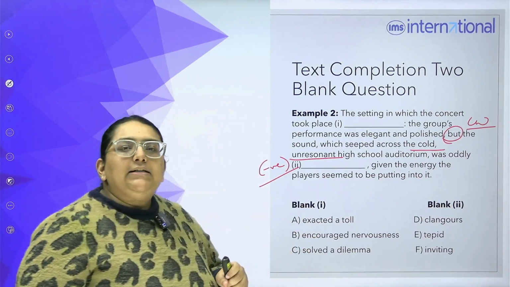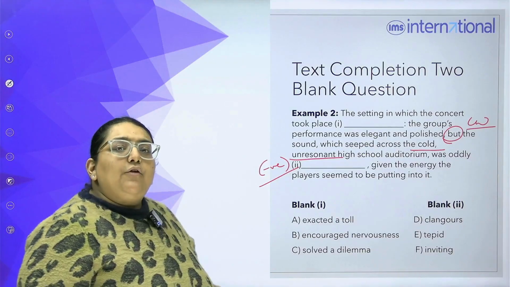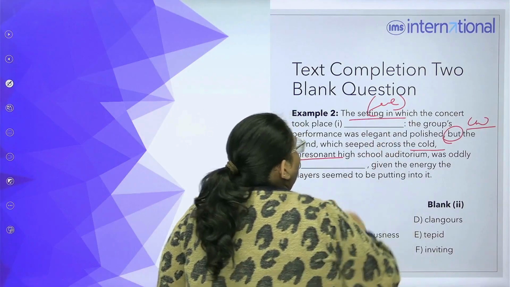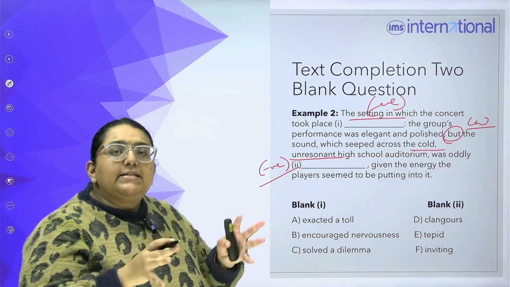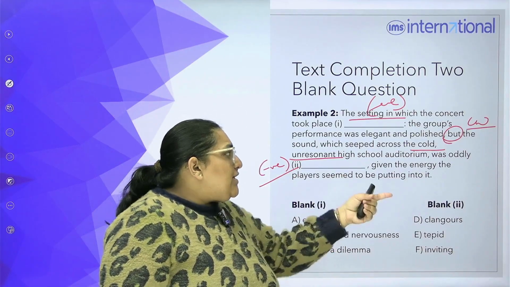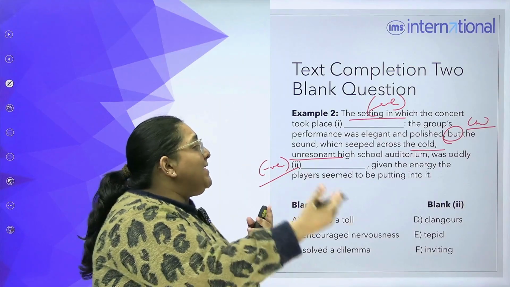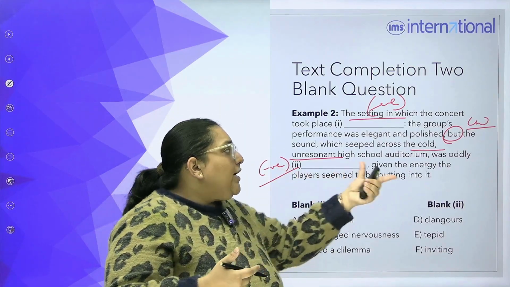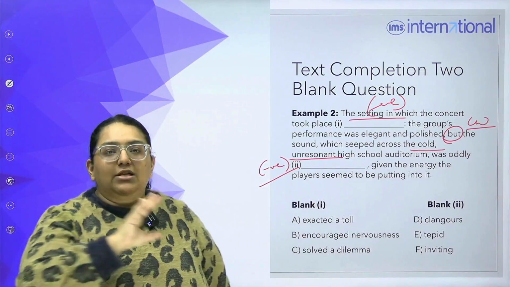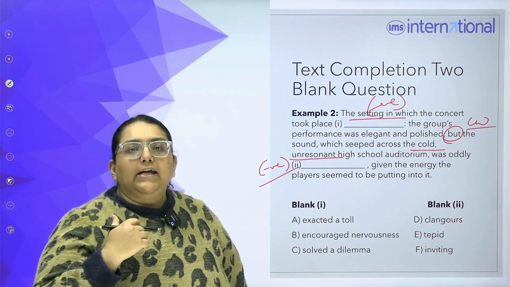So we know for the second blank we need something negative, and for the first blank what would we need then? We would again need something negative, because the setting led to these circumstances in the concert. Despite the players putting so much energy, the sound seeped into the cold, unresonant high school auditorium. That means the atmosphere of the auditorium or the setting was definitely not positive. So we need negative words for both of the blanks.